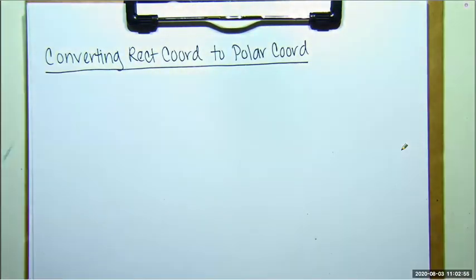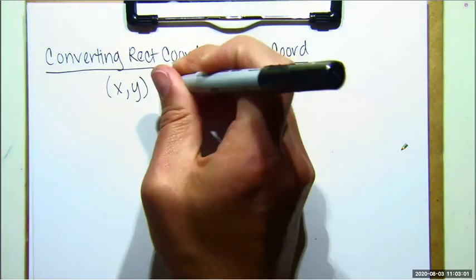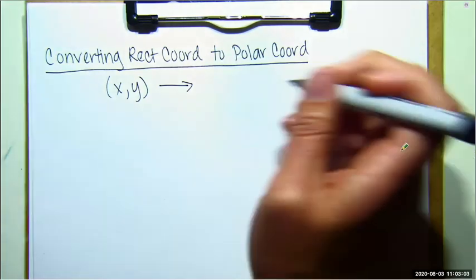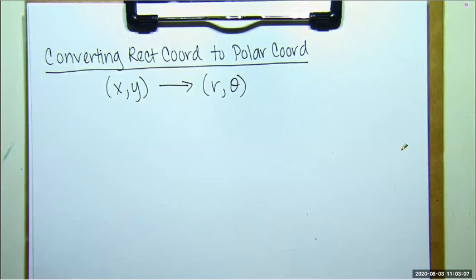Okay, converting rectangular coordinates to polar coordinates. So we're just going to start with rectangular coordinates x comma y. Our goal is to convert these to polar coordinates r comma theta. So what we'll do is we'll derive the formulas ourselves like we did in the previous directions, and then we'll write them all down formally here.